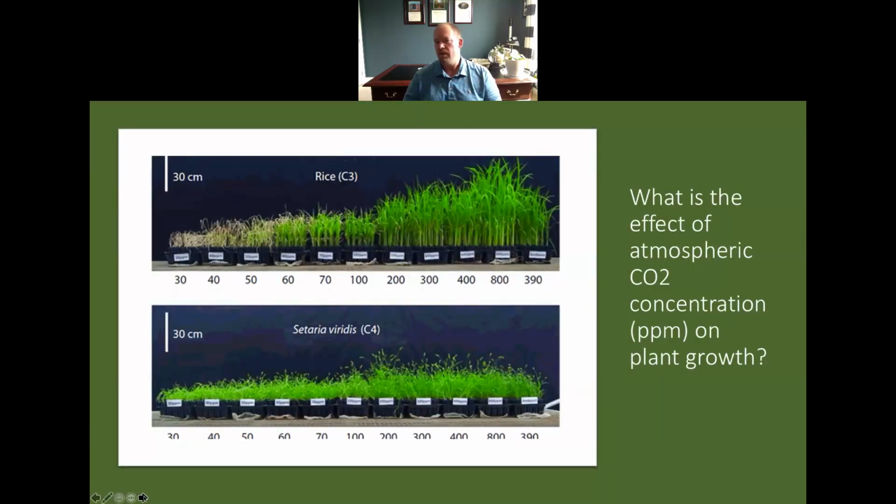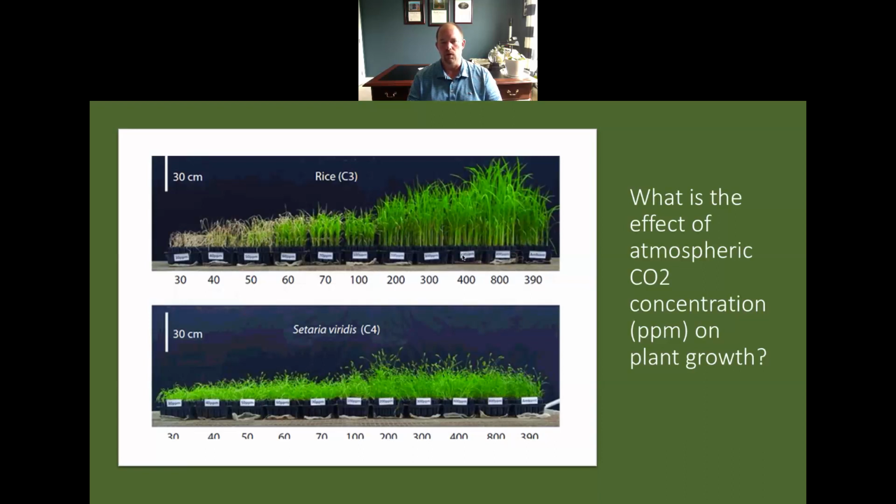So, what is the effect of atmospheric CO2 concentration on plant growth? Well, some studies have been done in growth chambers where they can control CO2 release into the environment and maintain the CO2 at different levels. And you can see that CO2 actually does have a significant effect on the growth of plants. So right now we are, I would say, a little bit above average. We're a little bit above 400 parts per billion of CO2 in the atmosphere.